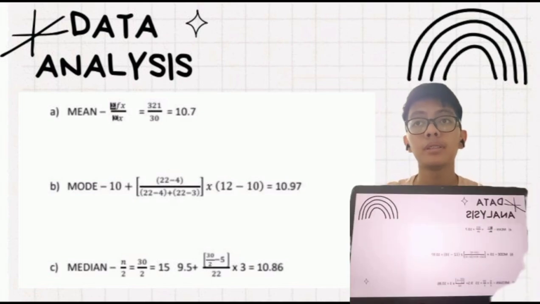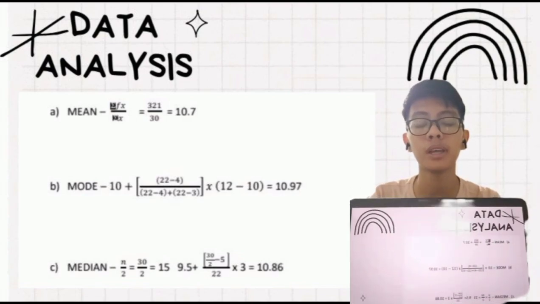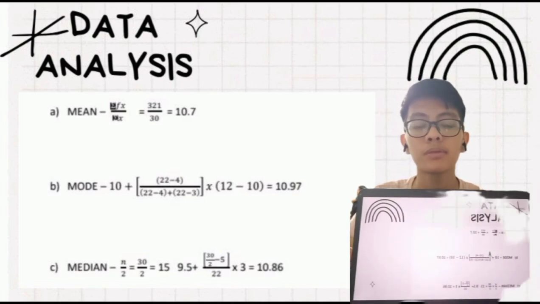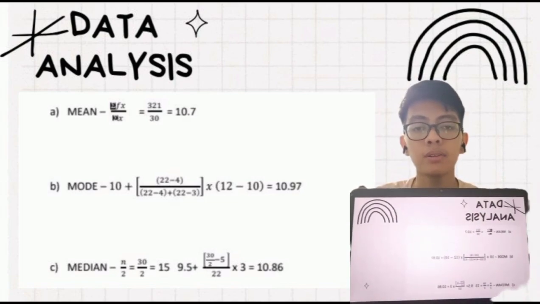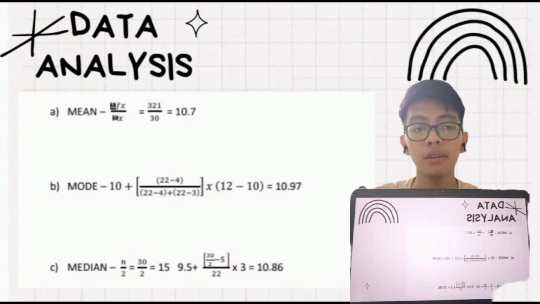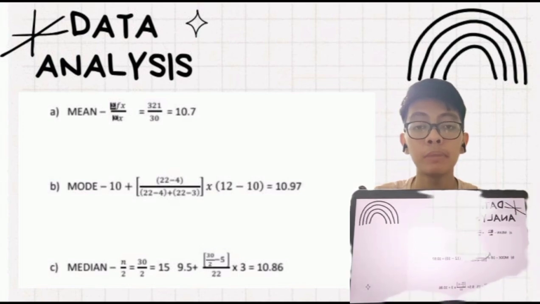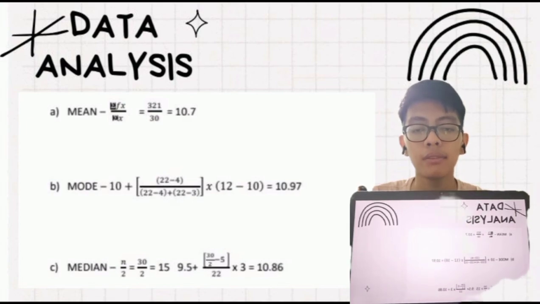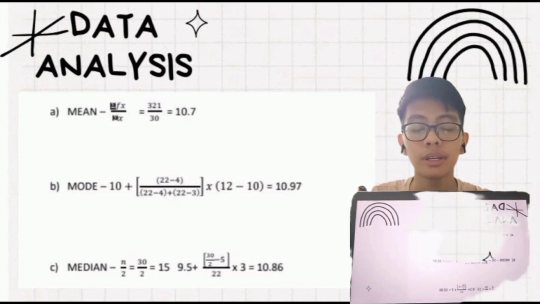So for the median, we have to use the formula: Lm, which is the lower class boundary of the median class, plus, inside the bracket, n over 2 minus F, which is the cumulative frequency immediately before the median class, over Fm, which is the frequency of the median class, and outside the bracket we have to multiply with the class width.